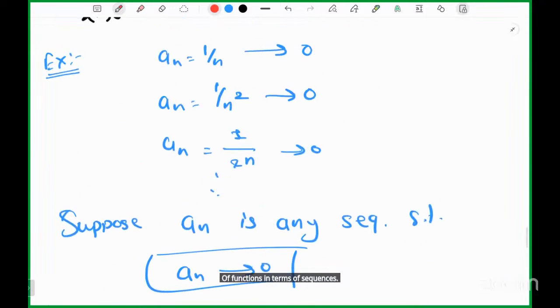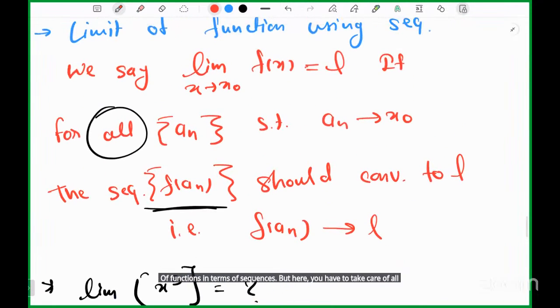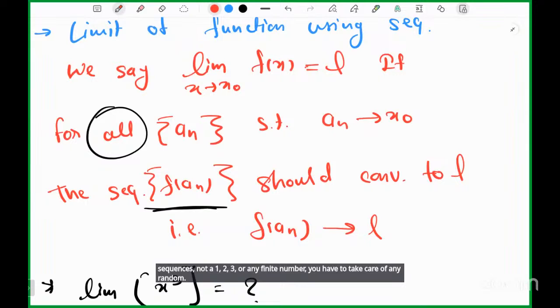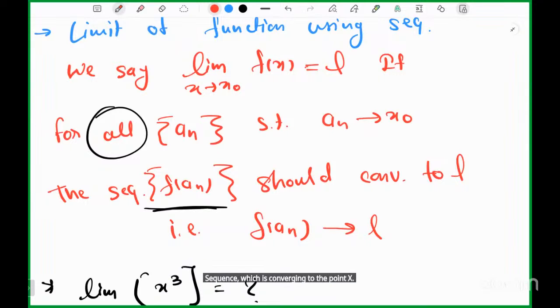But here you have to take care of all sequences, not 1, 2, 3 or any finite number. You have to take care of any random sequence which is converging to the point x. Okay, is that clear? Fine. Ma'am, this definition, can you explain one more time?